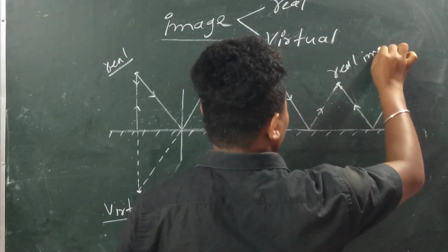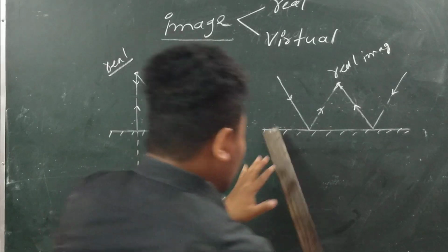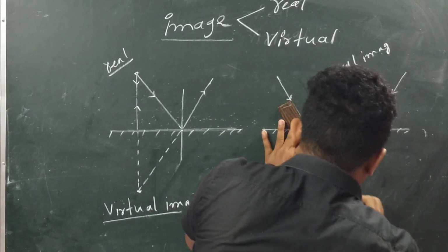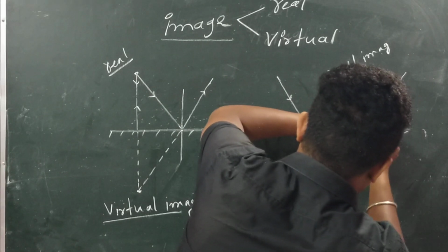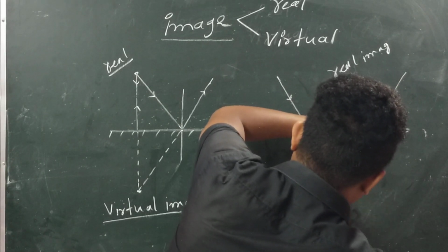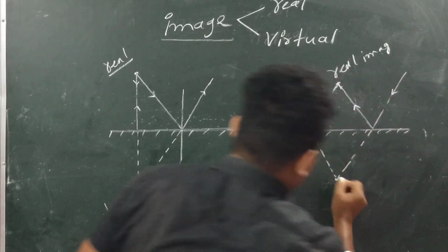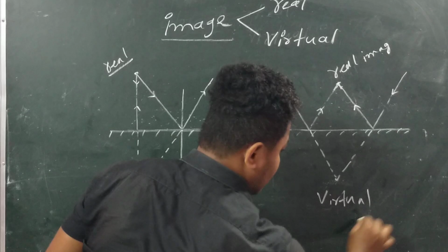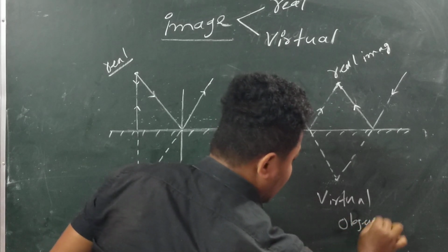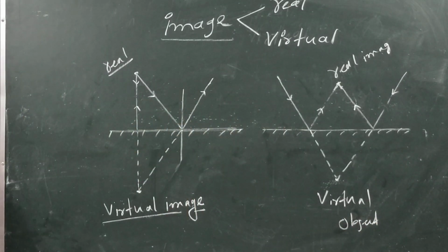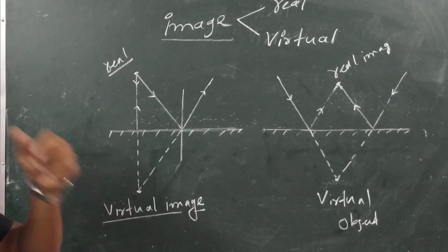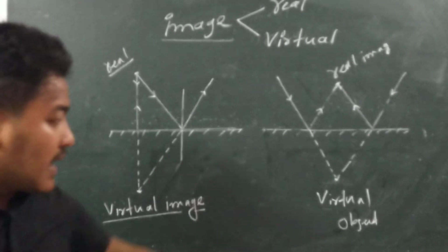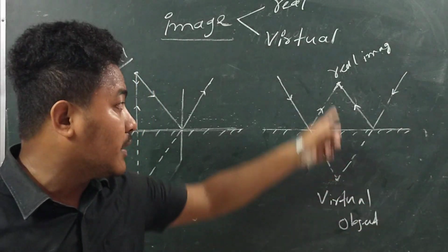Real image. But the object will be virtual. Why? In this case, the object will be behind the mirror somewhere here. This will be the object. So this object will be what? Virtual object. Is that clear to you? So a real object forms a virtual image, and a virtual object forms a real image.